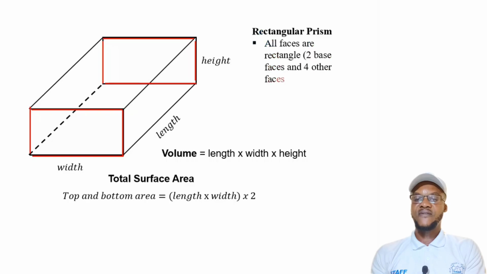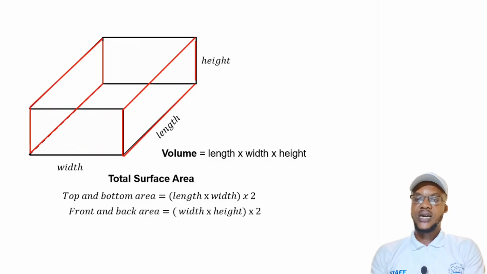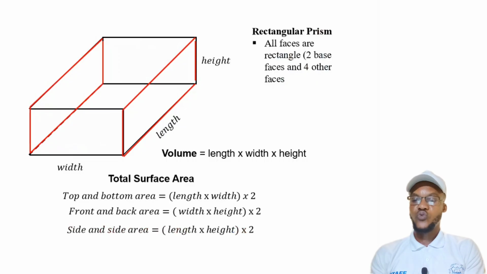Yes, that is very good. For the front and back area, you get width times height, because you can see we have the width and the height. If you multiply, that gives you the area. Then we also have the side and side areas, which use the length and the height, and they are also two. Each of them comes in twos because they are identical, so if you find one, you get the other.